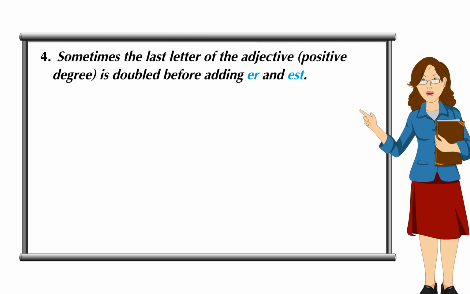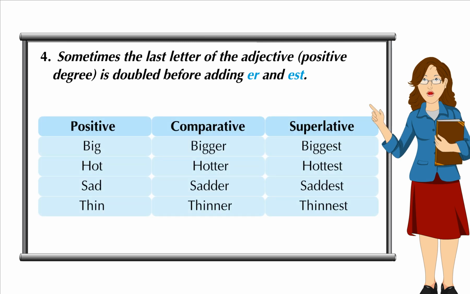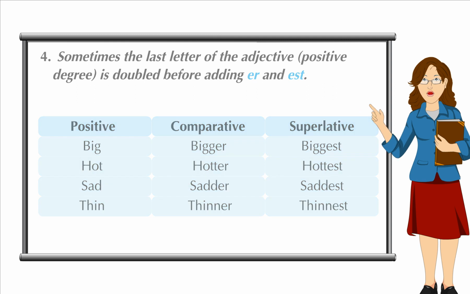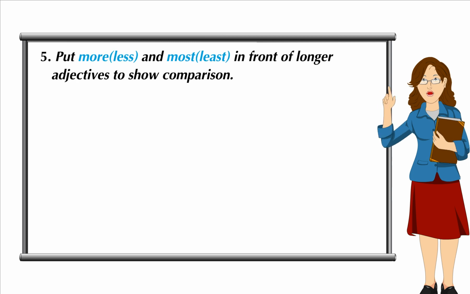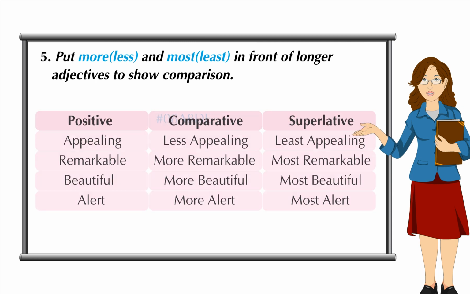4. Sometimes the last letter of the adjective, positive degree, is doubled before adding er and est. Positive, comparative, superlative. Big, bigger, biggest. Hot, hotter, hottest. Sad, sadder, saddest. Thin, thinner, thinnest.